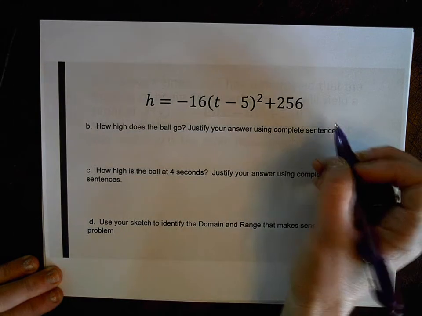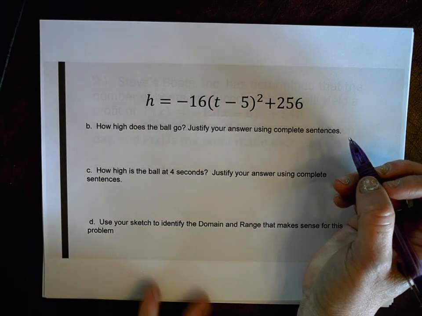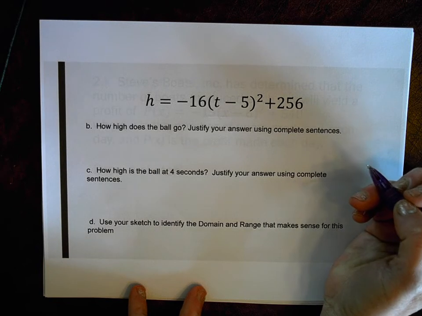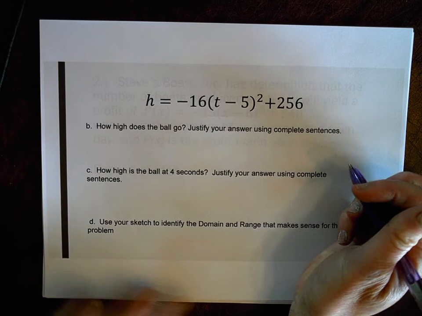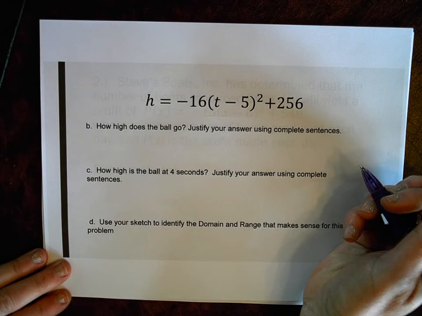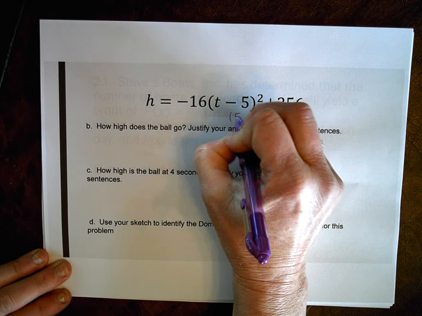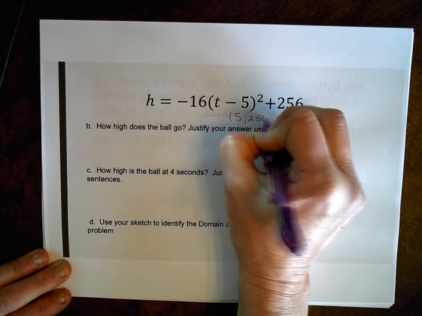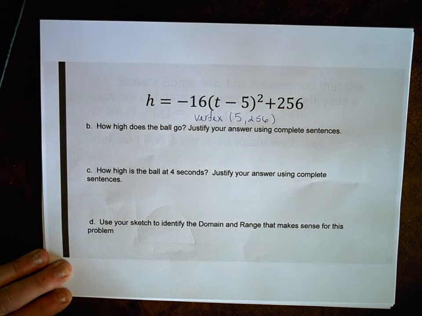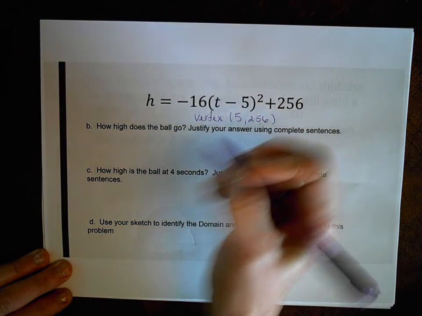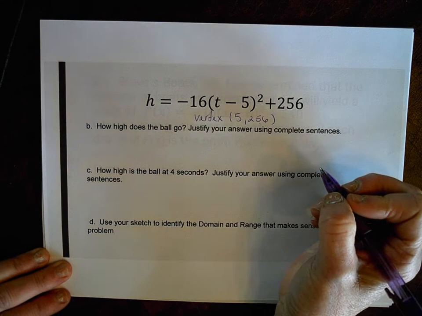Okay, so here's still the same equation. How high does the ball actually go? What's the maximum height? And how do you justify your answer using complete sentences? So I'm not good at using complete sentences, but I'll try. How high does the ball go? Well, this is called vertex form. And if you guys remember, (5, 256) is our vertex. So how high does the ball go? Well, that would be our y value, which in this case is h, and it would be 256 feet.